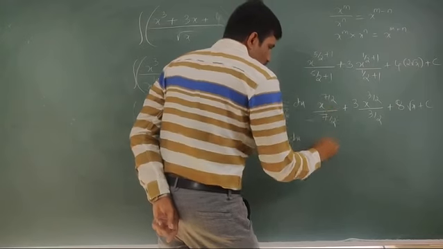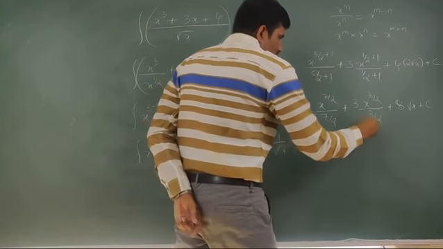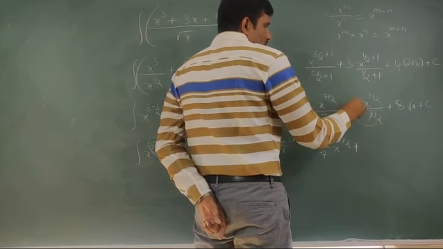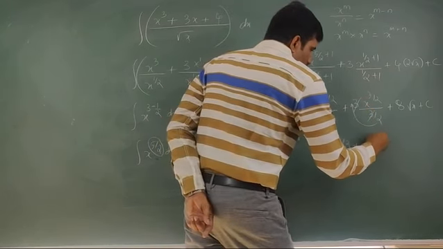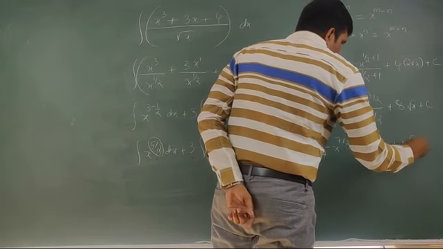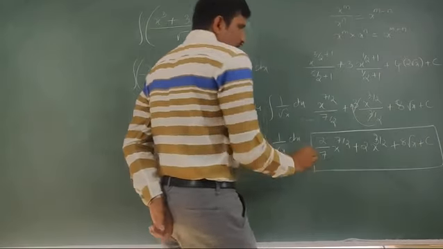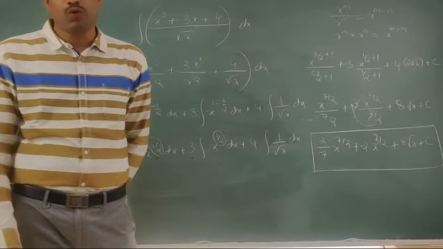Now this 2 will come to the numerator, that is 2 by 7 into x raised to 7 by 2. Now this 3 will get cancelled, this 2 will come to the numerator, that is 2 into x raised to 3 by 2, right? Plus 8 root x plus c. This is the final answer. Is it clear, friends? See you again one more time.